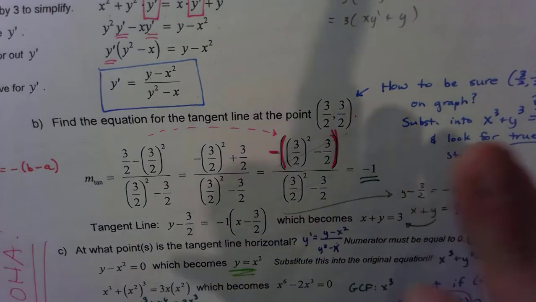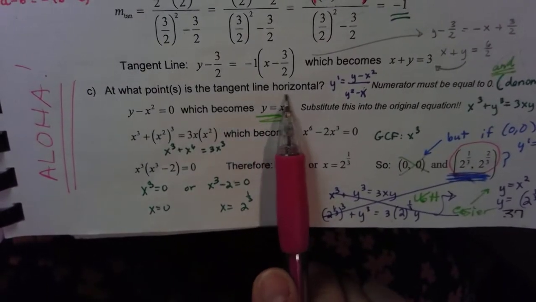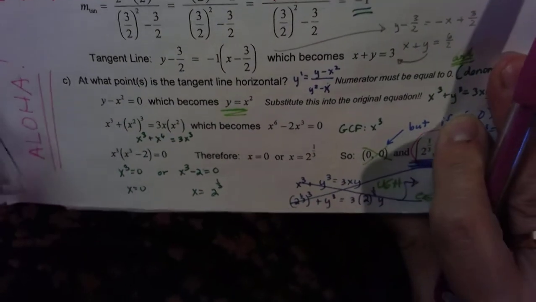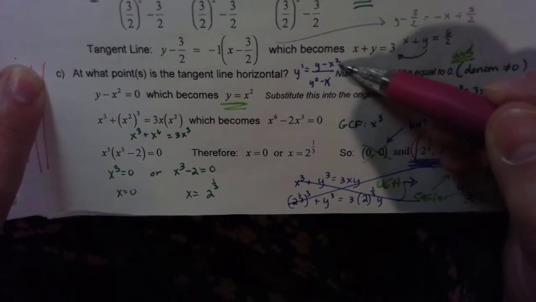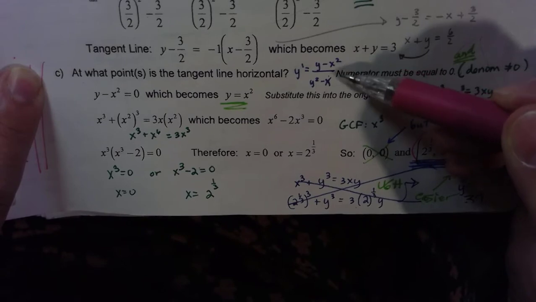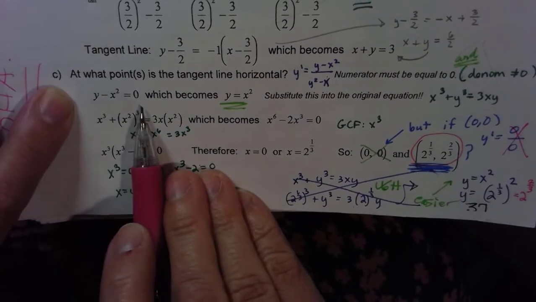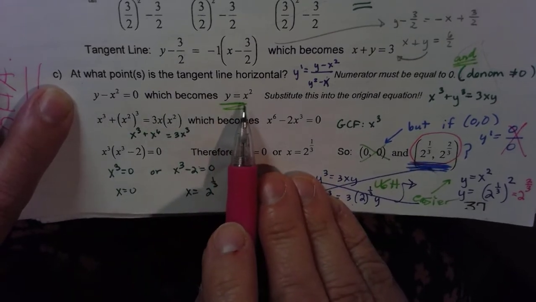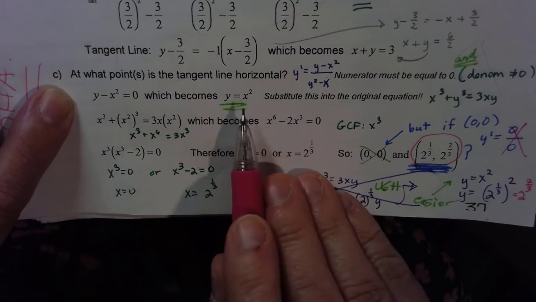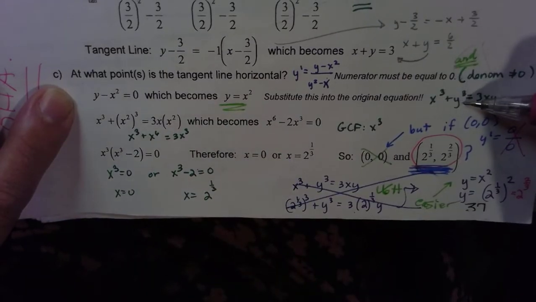Now, the last question. At which point is the tangent line horizontal? Let us recall. We get horizontal tangents when the numerator of our derivative is 0 and the denominator is not. So the numerator is going to equal 0 when y equals x squared. And I need to find the points. So I'm going to substitute x squared for y in my original equation.